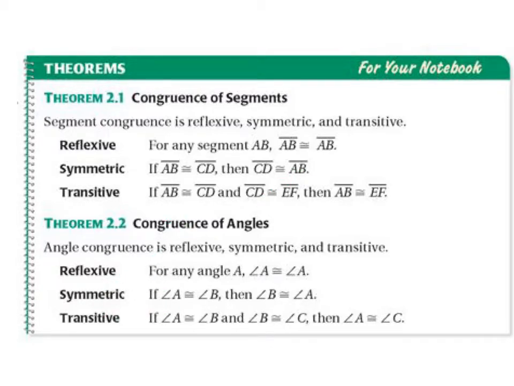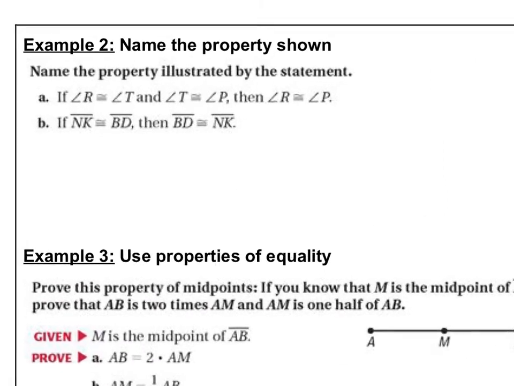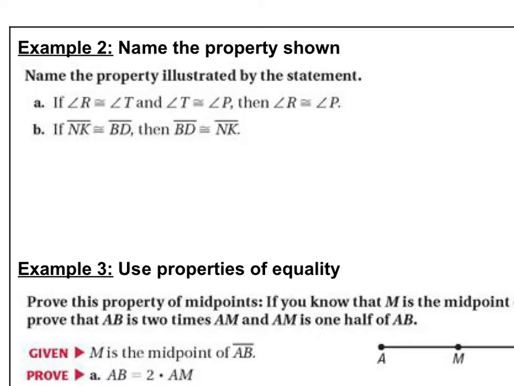Alright, so let's flip on over to the back side. So first thing we're going to do is just name the property shown by what we have here. So the very first one, if R is congruent to T and T is congruent to P, then R is congruent to P. Remember, that's that middleman. That's the one we're going to cut out. So when you cut out the middleman, that's known as the transitive property.